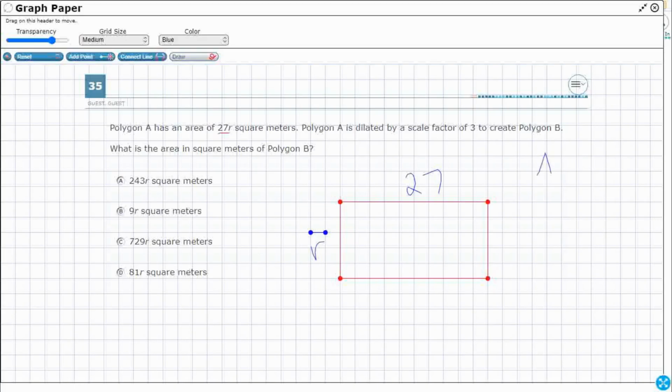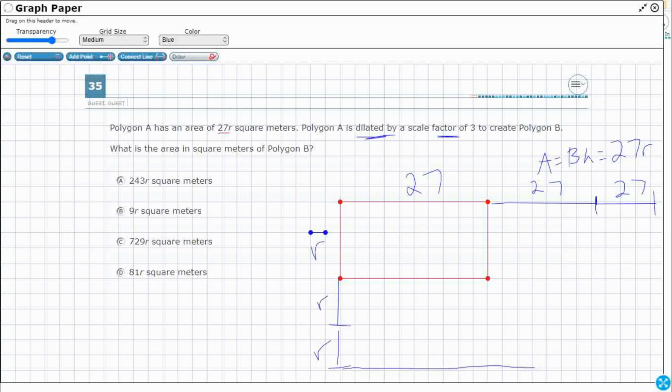Okay, so area equals base times height. So that's going to equal 27R. There we go. Now polygon A is dilated by a scale factor of 3 to create polygon B. Okay, so what that means is I'm going to make the base here 3 times as big. So that's not to scale, but an extra 27 and an extra 27, and I'm going to make this R 3 times as long.